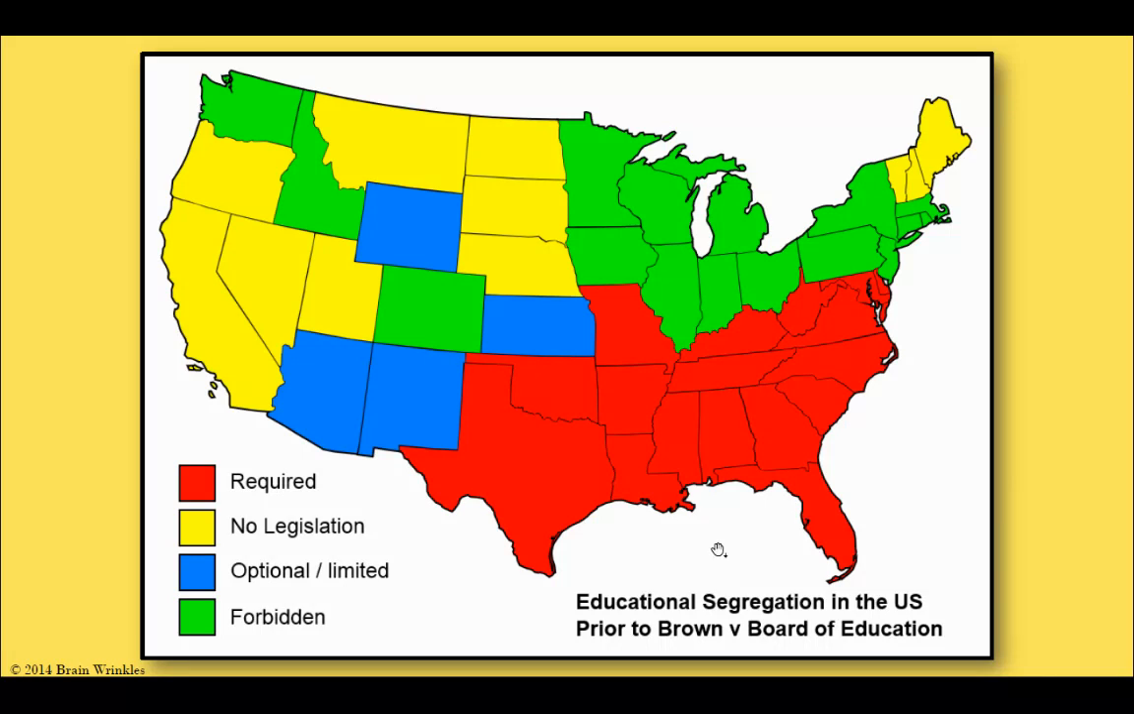In the yellow, that means there's no legislation. You could have them segregated, you could have them not segregated. They're not necessarily telling you either way. The blue are optional states. They can do it, they cannot. And then the green are forbidden. You cannot have segregation whatsoever in the educational system. So the green states are all mixing together. You can have blacks and whites in the same school.